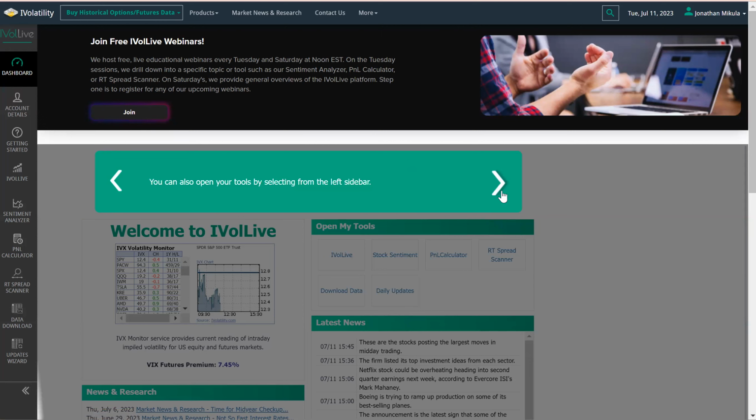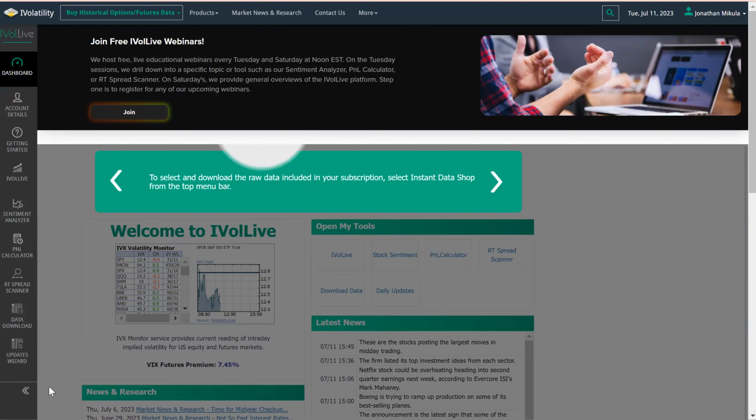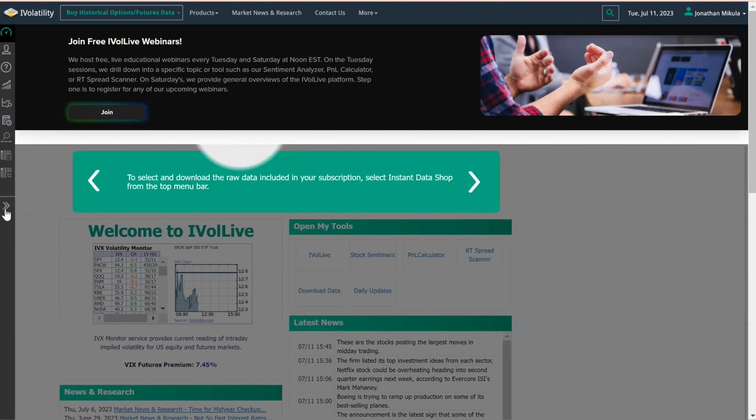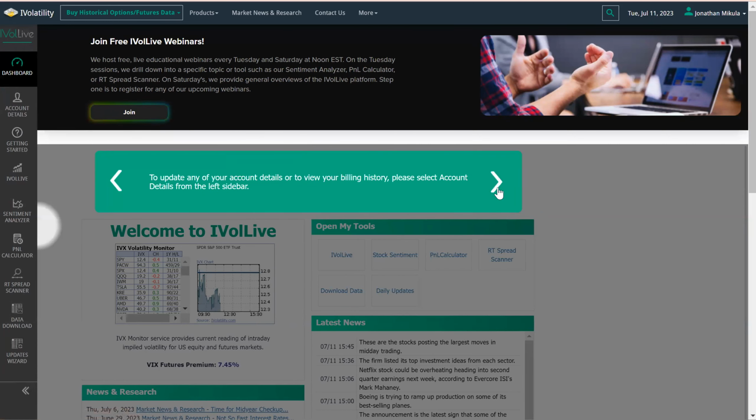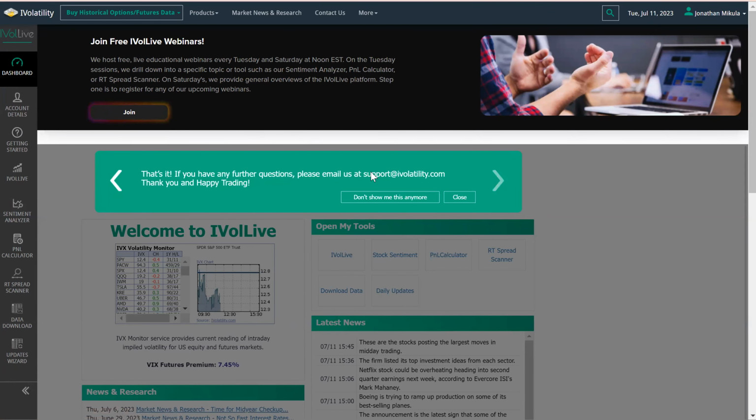So here we go, just a few little shortcuts. You can always expand and contract by clicking on those chevrons, just quick little user interface hacks. And for anything, we're always available at support@ivolatility.com. Whether it's related to IVolLive or specific data needs, we are available at support@ivolatility.com.